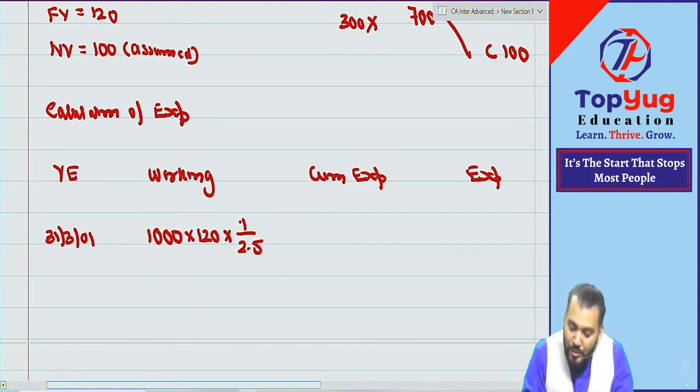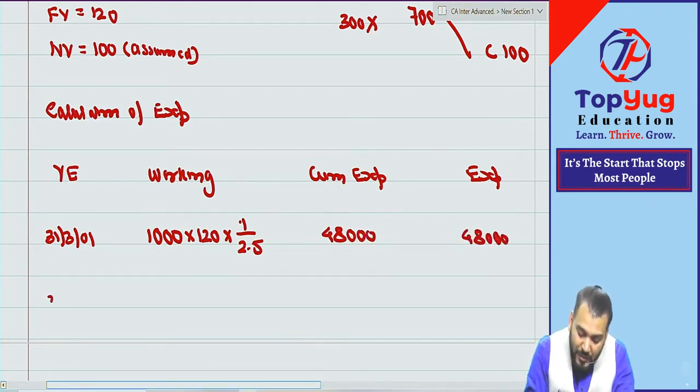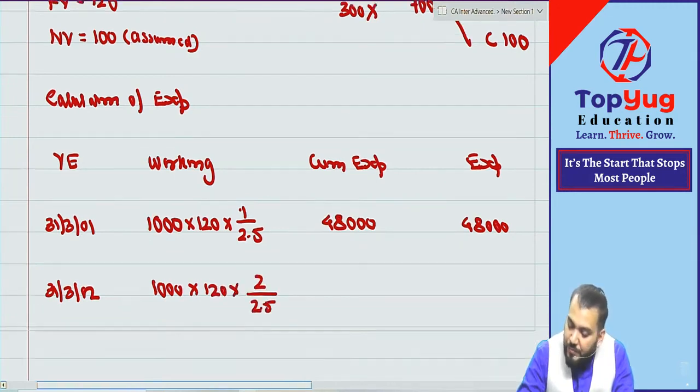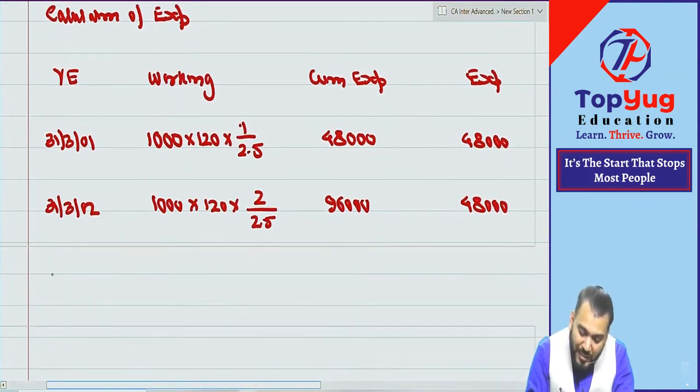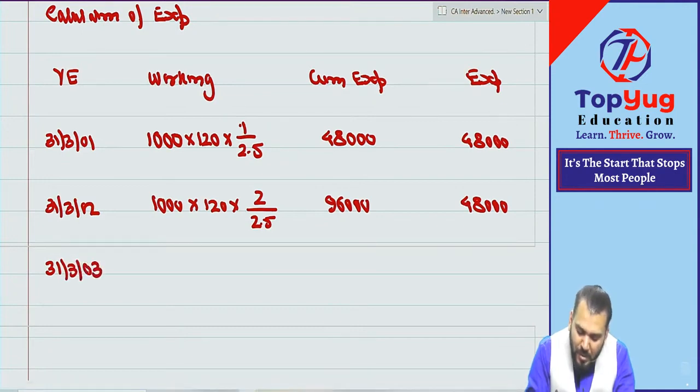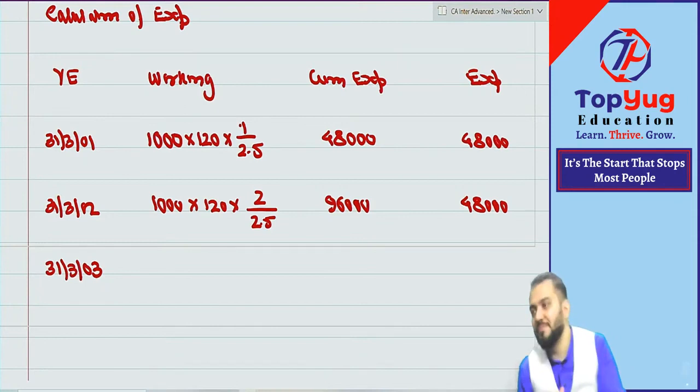Okay. So 1000 into this, how much? 48,000. Then 31st March 2002: 1000 into 120 into what? How much? 96,000. And this will be 48,000. But the last date will be what? Year end will be 31st March only.